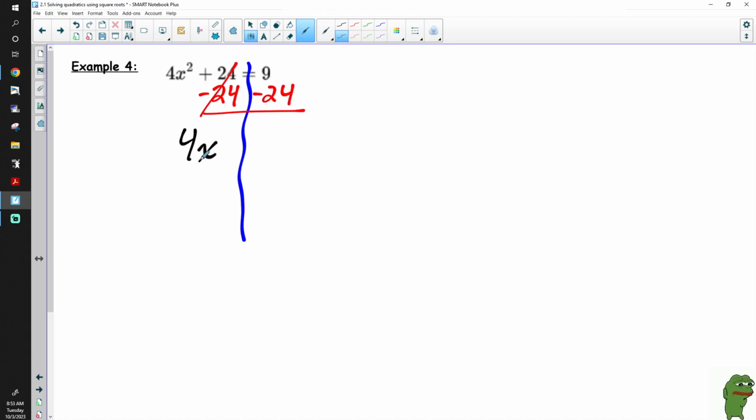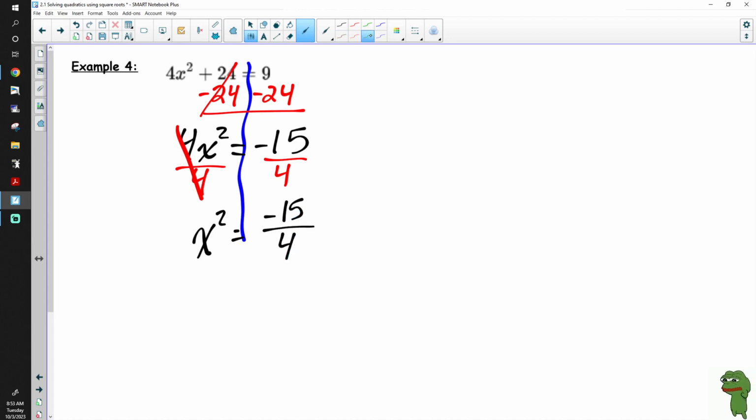Drop everything down. 4x squared equals, what is 9 minus 24? Negative 15. What do I do to both sides? Divide by 4. Am I going to put that in the calculator and write down an icky, yucky, nasty decimal? No, so we leave it a fraction. X squared equals negative 15 over 4.